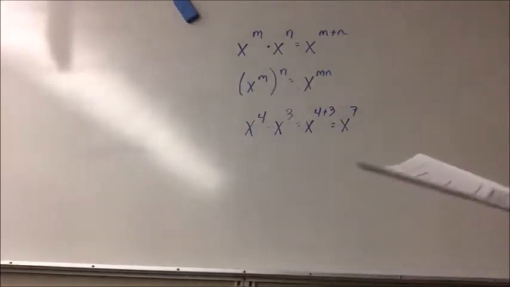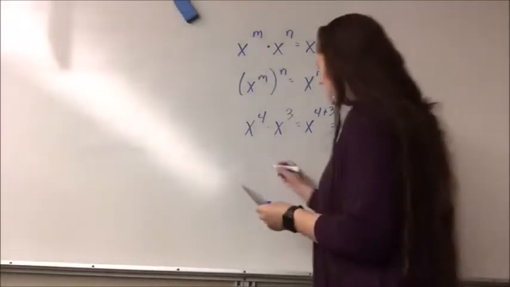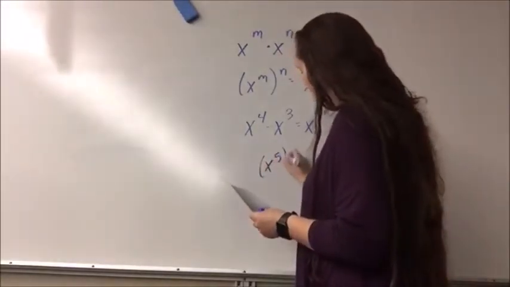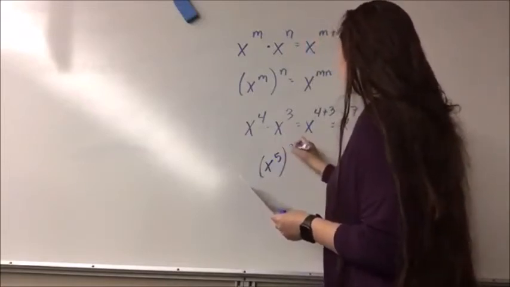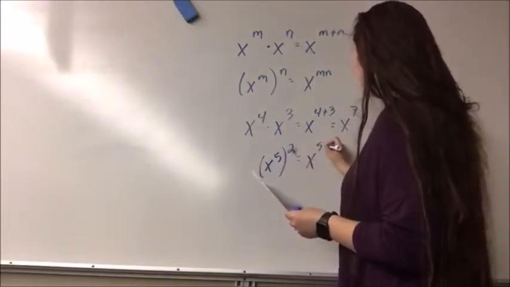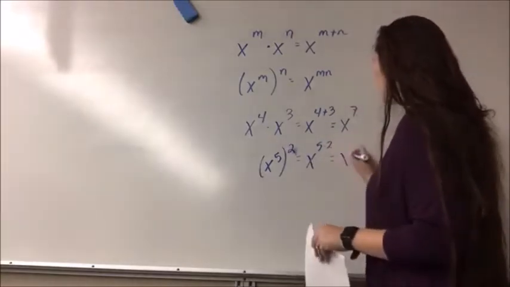Okay. Example number 4: x to the 5th raised to the 2nd power is x to the 5 times 2 power, or x to the 10th power.